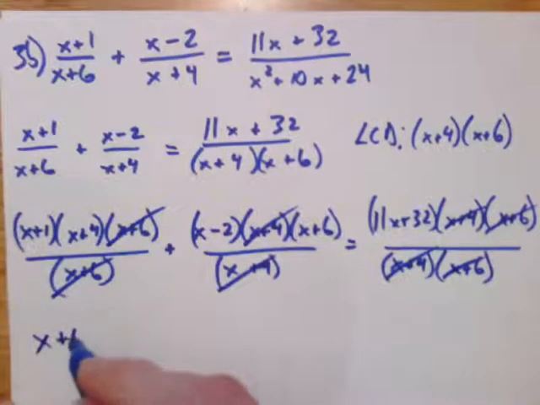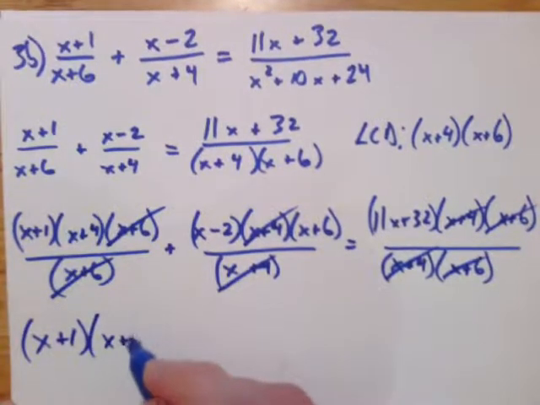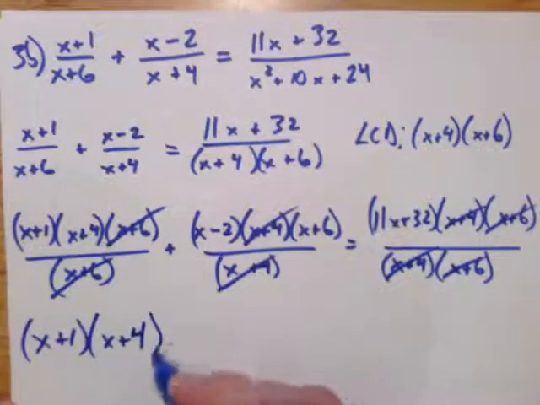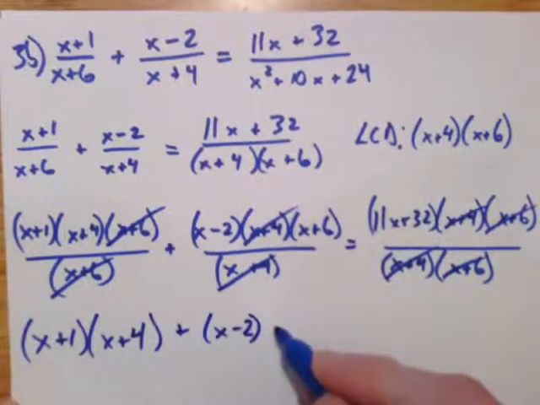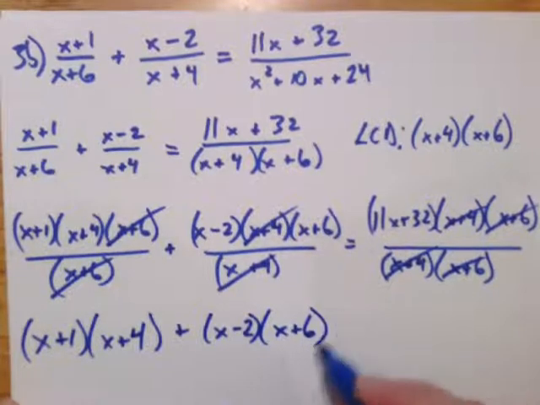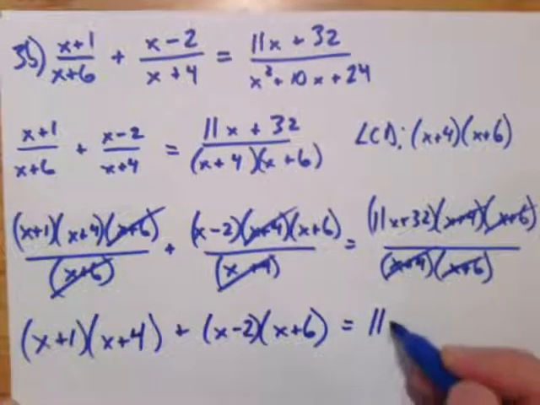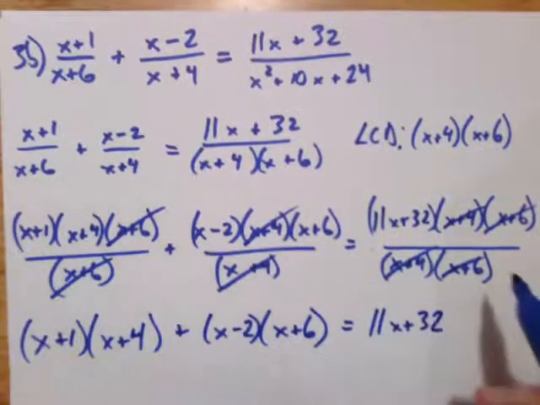So all steps, x plus 1 times x plus 4. My watch is clicking like crazy, so I'm going to pause this and make sure there's no kind of weird emergency somewhere. Right away, 11x plus 32.